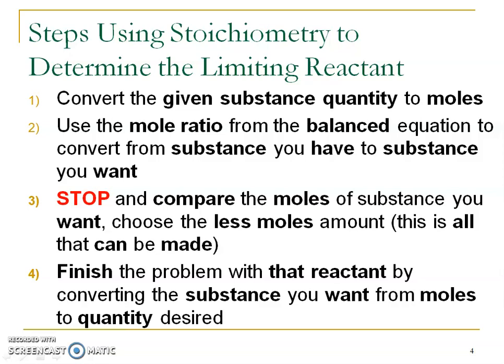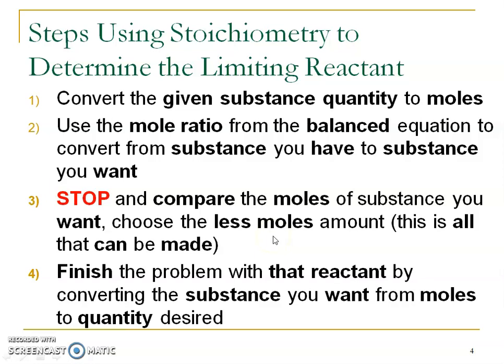Number one, you're going to convert the starting quantity of the substance you have to moles. Mole island. Step two, very similar: you're going to use the mole ratio from the balanced equation to go from the substance you have to the substance you want. Step three is where it's a little different. This is where you're going to stop and compare those mole amounts. Remember, you're doing 1 and 2 twice for two different reactants. So number three, you're going to stop and choose the lesser moles.